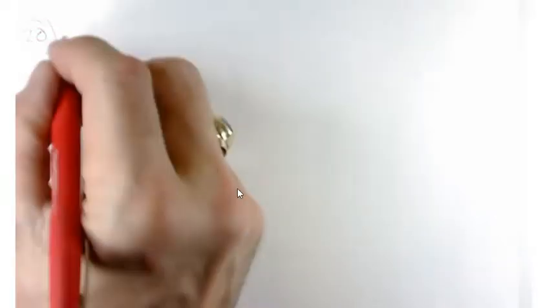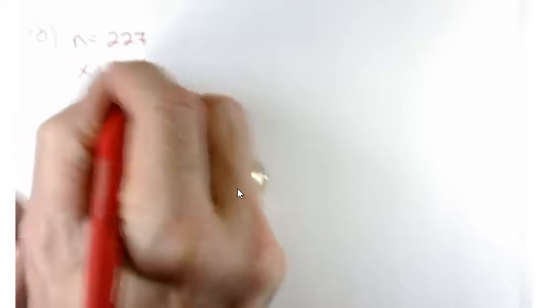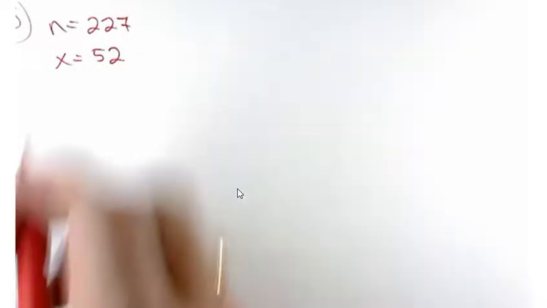So let's write down some relevant information. We had 227 users, 52 of them developed nausea. So n equals 227, x was 52. We want to find a 95% confidence interval.